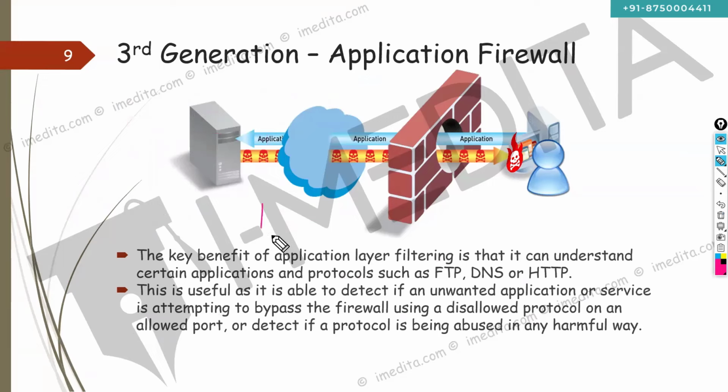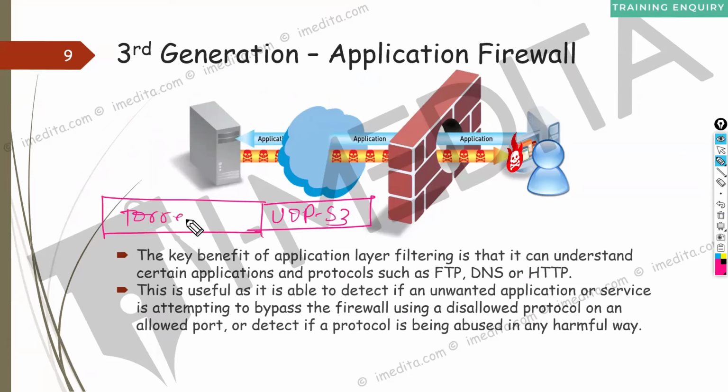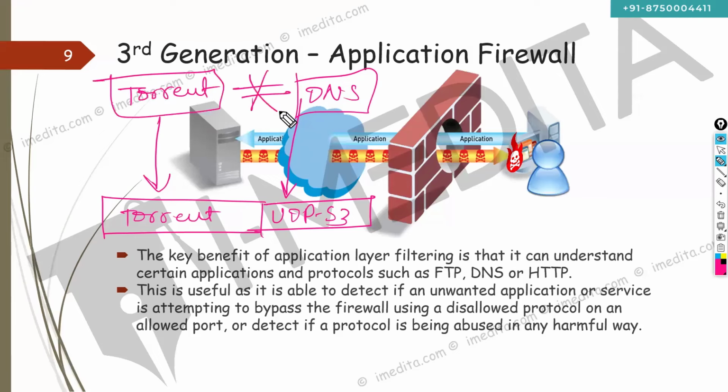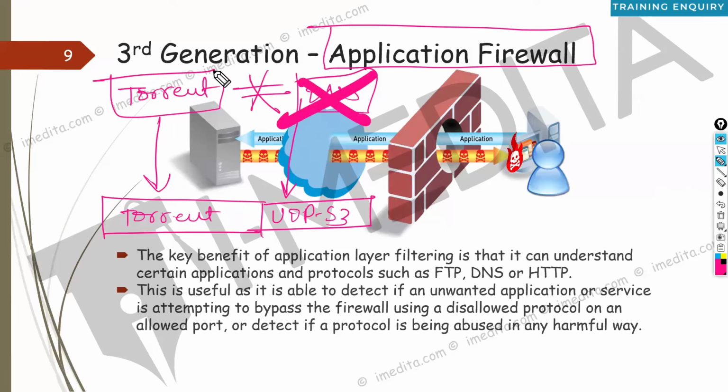But if a user or attacker uses UDP 53 but adds torrent data, then the firewall will check: the application is saying this is DNS, but the data is not DNS, it is a torrent. Now you can see application and data are not matching with each other. When they are not matching, the application firewall can detect it and can drop it.